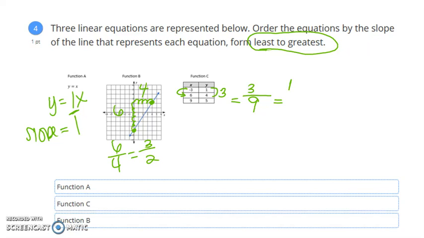So this would be 1/3. So from least to greatest, function C would be first, because 1/3 is less. Function A is 1 and function B is 1.5, so it would go function C, function A, function B.